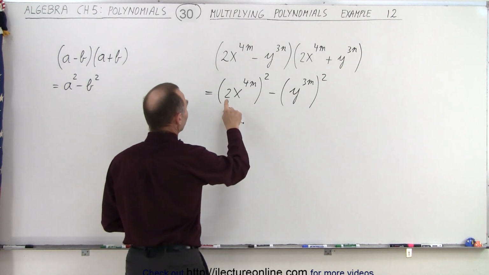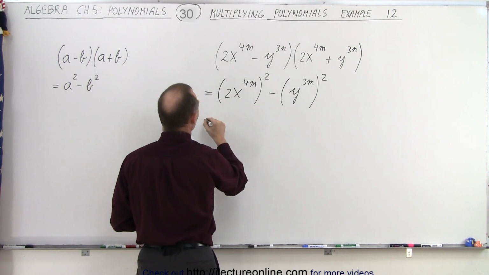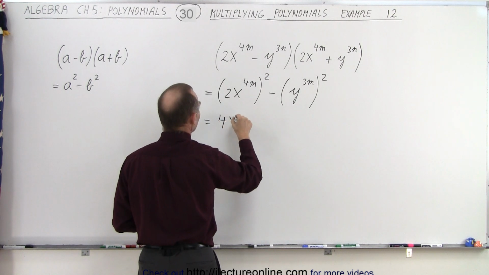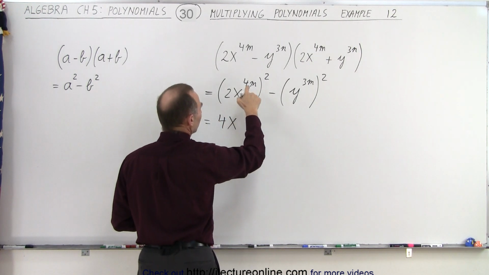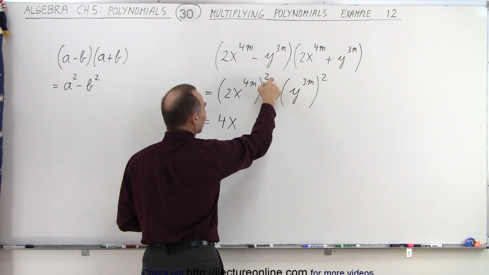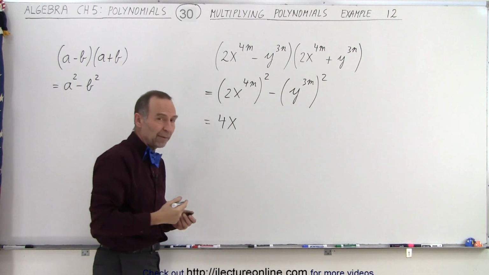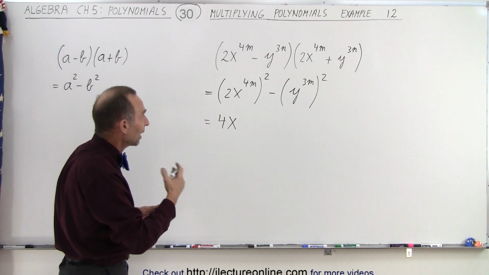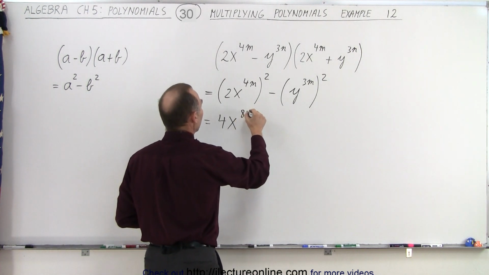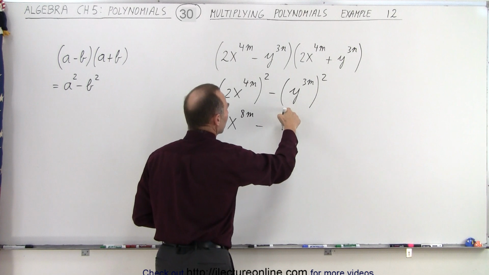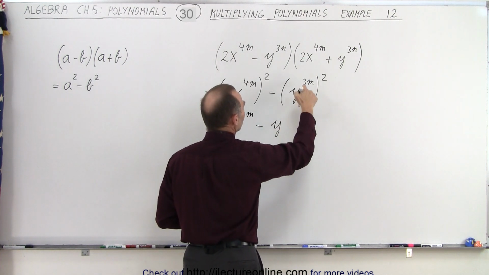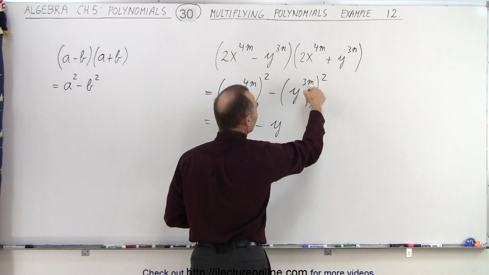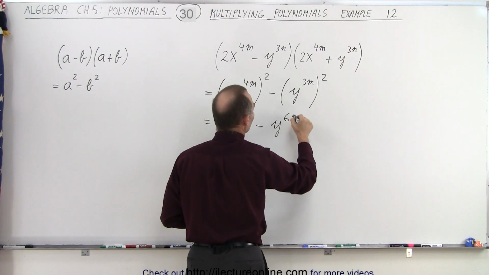So first of all, we have the number 2 squared, so that becomes 4, then x, and notice that x is raised to the exponent 4m, and that's squared. So the rule is when we have an exponent raised to an exponent, we multiply exponents, so 4m times 2 is 8m. Minus, here we have y raised to the 3m, squared. Again, we multiply exponents, so this becomes 6m.